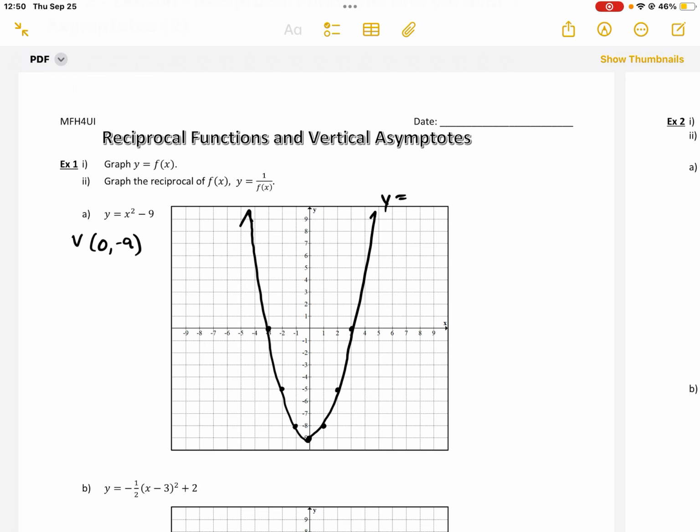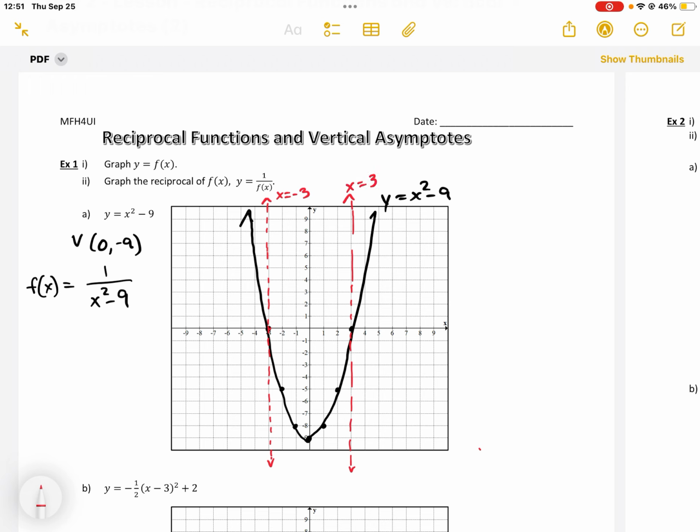The next thing that I'm going to do is graph my reciprocal function. So my reciprocal function, I know, is 1 over x squared minus 9. I know that I have a vertical asymptote from the spot where my original function crosses the x-axis. I can see that that is here at x equals minus 3 and x equals positive 3.